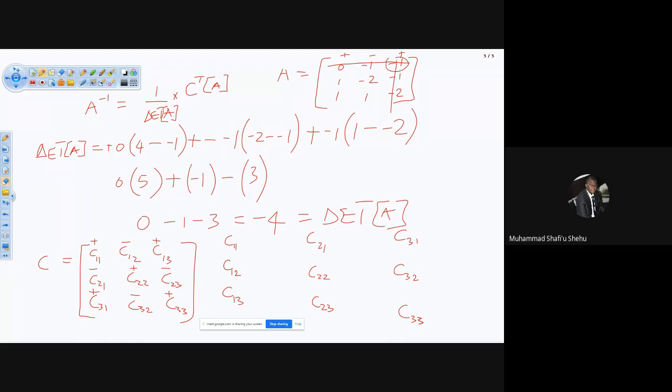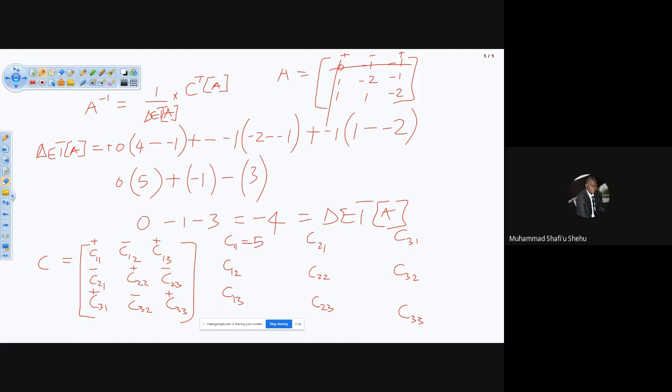So now let's start by finding C11. The 11 means row 1, column 1. 12 means row 1, column 2. So now we go back to our matrix A and look for the values. We are finding row 1, column 1. What we are left with is 2 times 2, which is 4, minus 1 times minus 1, which is plus 1. So we have 4 plus 1, which is equal to 5. This is our matrix 1, 1.